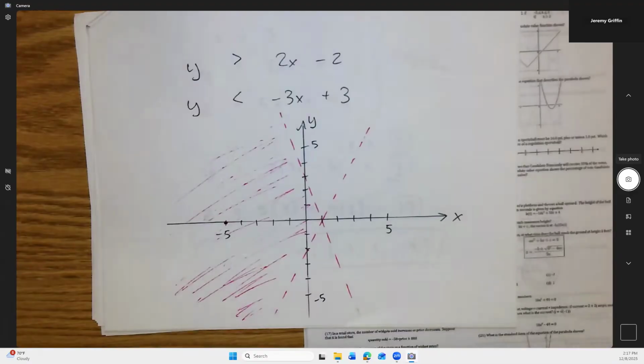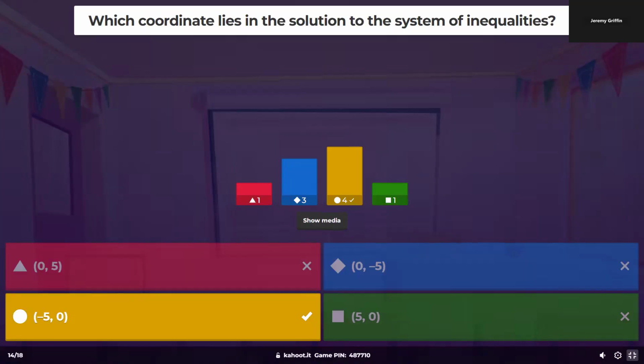Any questions about inequalities? Of course, you could play off the multiple choice and just plug in the coordinates until only one of them is going to work.